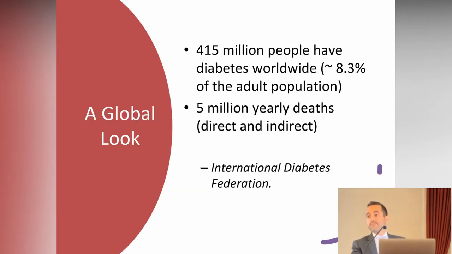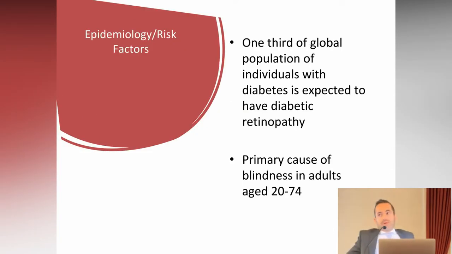Looking at it globally, 500 million people are diagnosed with diabetes. That's close to 8 to 9% of the whole global population. And every year, 5 million people die from diabetes, either directly or as an indirect cause. Globally, about 1/3 of the patients that have diabetes have some form of diabetic retinopathy. Not all of them lose vision, obviously. About 5% of those end up with significant visual disability, but just by the sheer number of how many people are diabetic, that's a lot of people that are losing vision to diabetes.